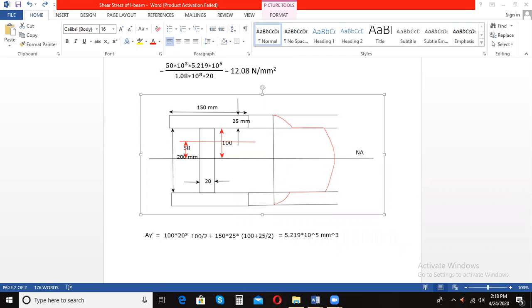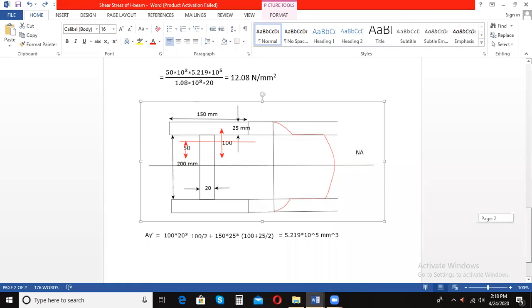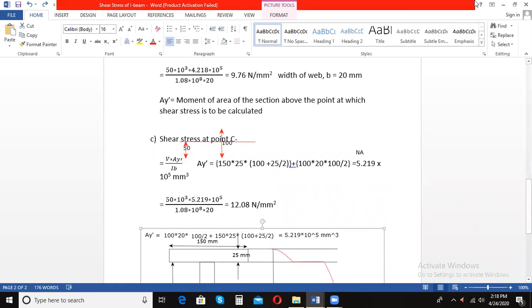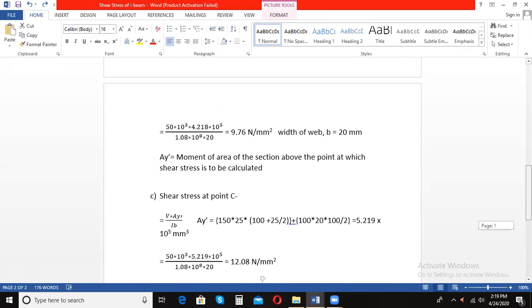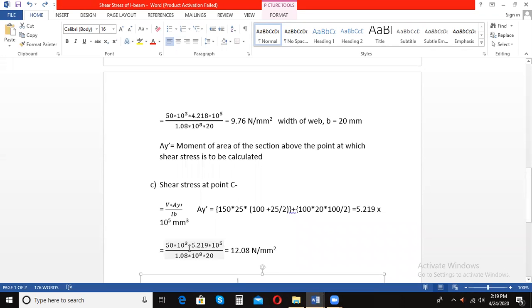So you have to simply plug these values in the expression. The same calculation is already given on the screen, so I'm now clearing all the drawings. Now put the value of A y bar in this equation. Put the value of V. You know I, you know the width of the section at which shear stress has to be calculated. And if you do the calculation, it's coming out as 12.08 Newton per millimeter square.